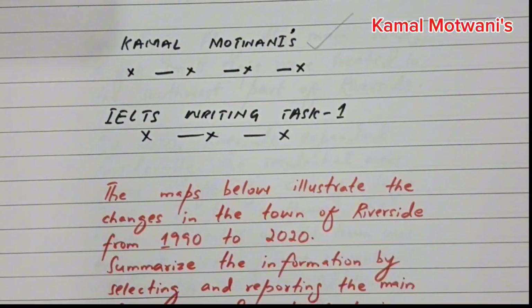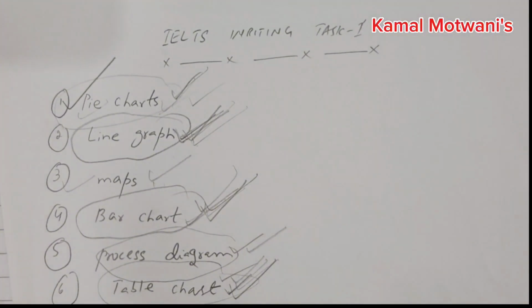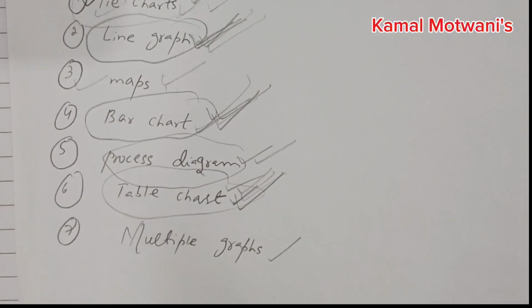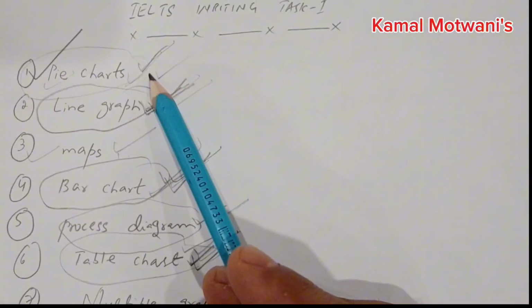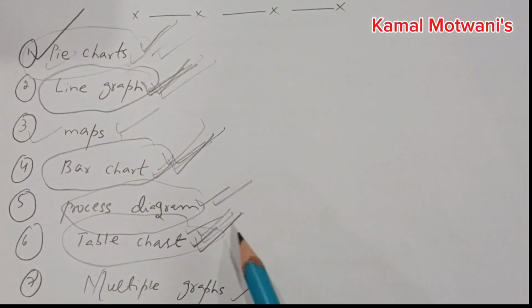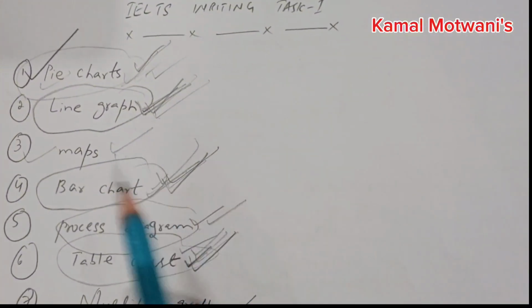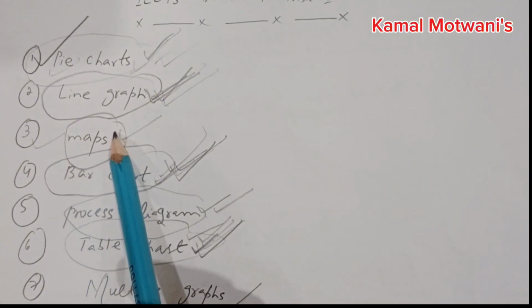Today I'll solve another IELTS writing task 1. As earlier discussed in the videos pertaining to IELTS writing task 1, there are in total 7 types of IELTS writing task 1. I have already solved pie charts, line graphs, bar chart, process diagram and table chart for you. Today I'll solve IELTS writing task 1 pertaining to maps.